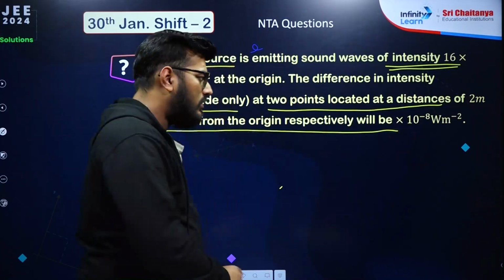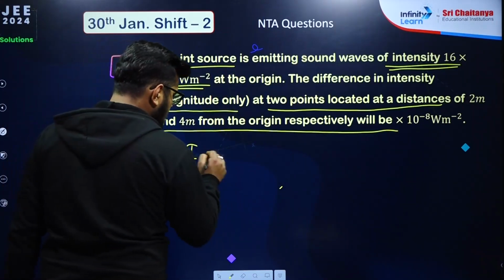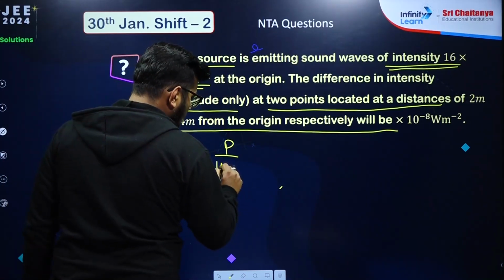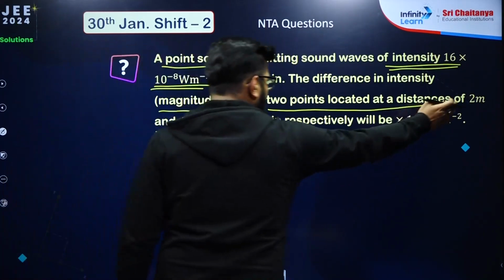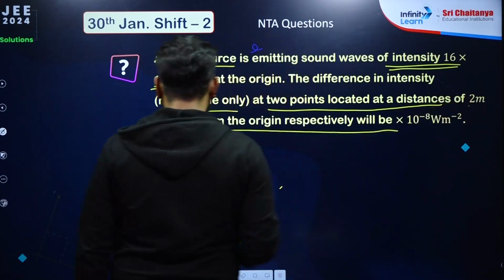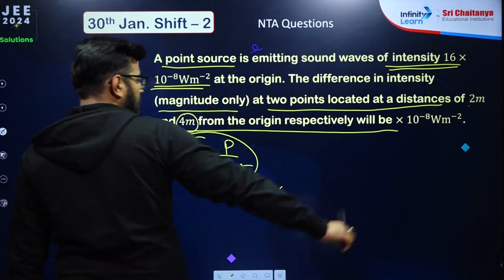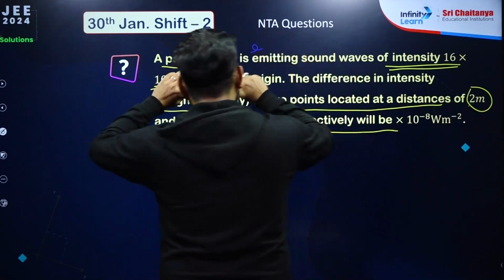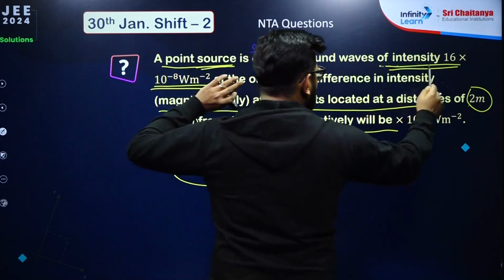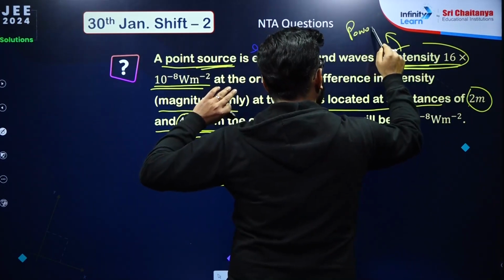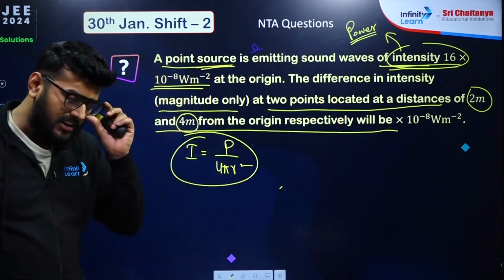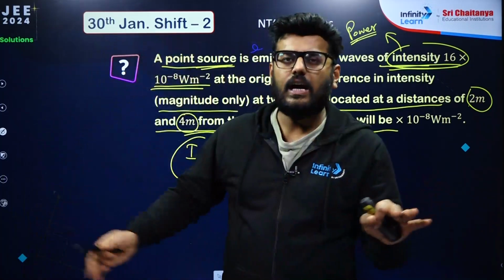We can very easily find out the value of the intensity. Intensity is simply power upon 4 pi r square, and through this we can very easily calculate the intensity at 2 meter and at 4 meter, and we need to subtract them. But the point is, the initial data they should give is not intensity, rather it should be the power rating, because for sources the power rating is given. That is, the energy which is getting radiated out per second.